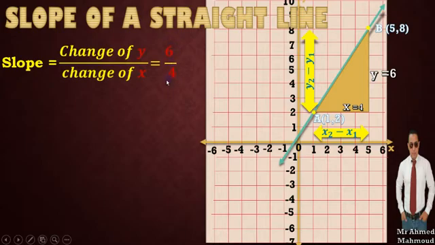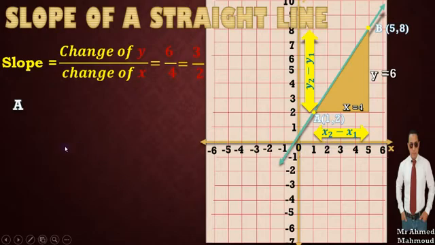By dividing each of them by 2, the slope in the simplest form equals 3 over 2. So what is the slope? The slope is a ratio between y and x. Y is called the y change, or change of y, and x is called the change of x. This ratio gives me the angle between the line and the x-axis, and I'm going to explain this one later.